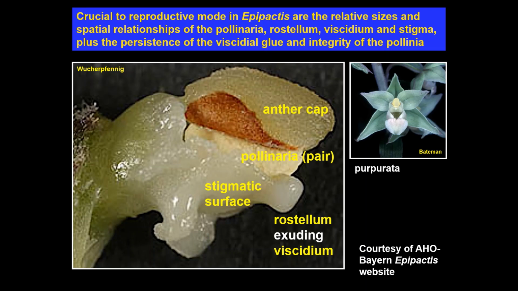And in this case, they're protected underneath an anther cap, which, amongst other things, keeps the rain off. The stigmatic surface is underneath this structure, and it's separated from the pollen masses by an adhesive viscidium mounted on the rostellum, which you can see poking out towards the bottom right. And that structure plays a key role in keeping the pollen masses away from the stigmatic surface of the same flower.